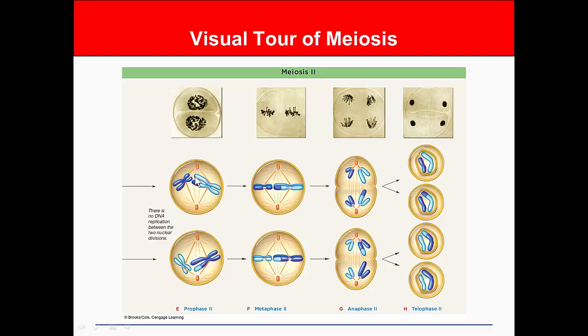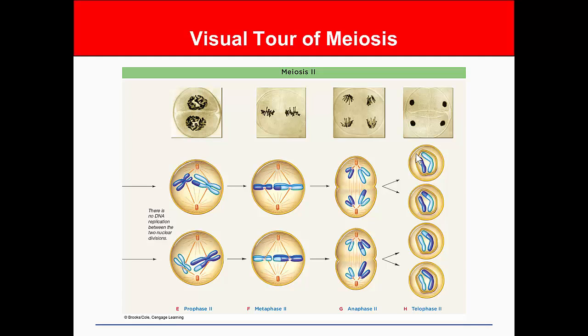And notice that we started with 2 chromosomes that are duplicated. We ended with 2 chromosomes that are unduplicated. Okay, so the chromosome number hasn't changed, just whether it's in its duplicated state or its unduplicated state. So in the end, after these 2 rounds of division, notice that we have 4 haploid cells. They each have half the number of chromosomes that the original cell started with.